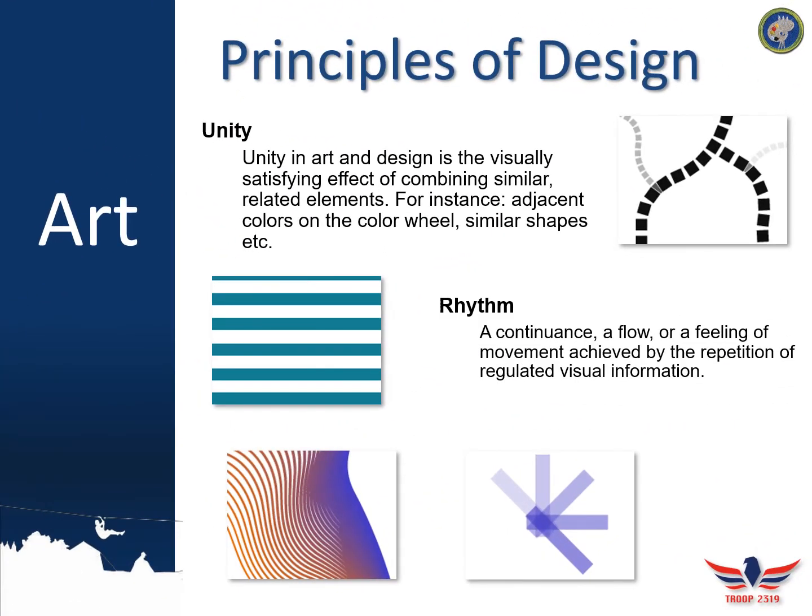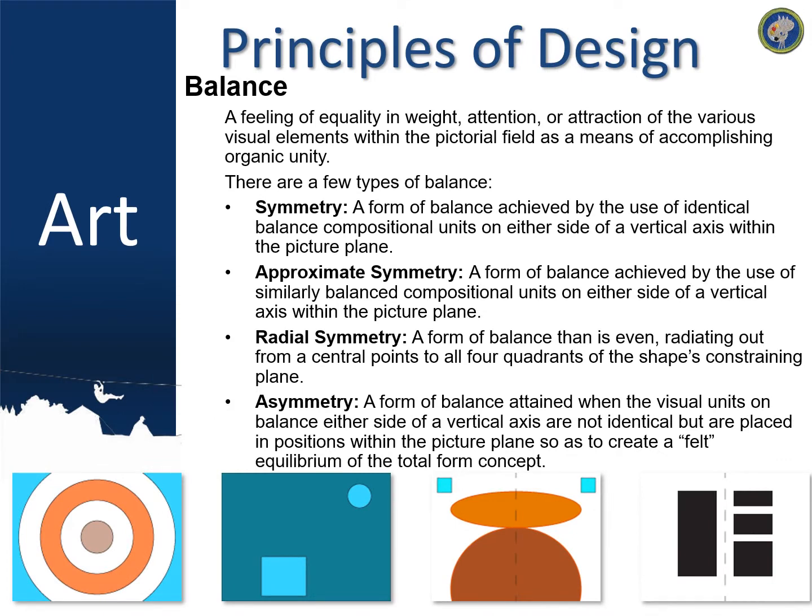Unity. Unity in art and design is the visually satisfying effect of combining similar related elements, for instance, adjacent colors on the color wheel, similar shapes, etc. Rhythm. Rhythm is a continuance, a flow, or feeling of movement achieved by the repetition of regulated visual information. Balance. Balance is a feeling of equality in weight, attention, or attraction of the various visual elements within the pictorial field as a means of accomplishing organic unity. The pictures on the bottom from left to right are radial symmetry, asymmetry, approximate symmetry, and symmetry.